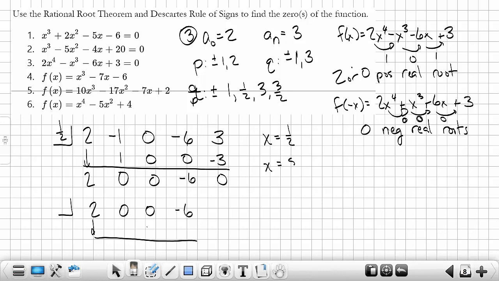So this is going to be some irrational number. And then our other two solutions, because this is an x to the 4th function, are both not real. So they're going to be imaginary solutions. And that's it for number 3.